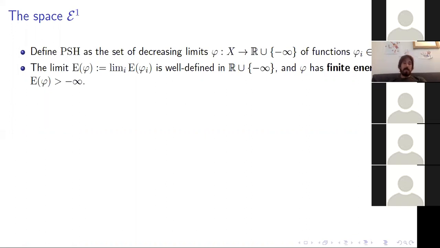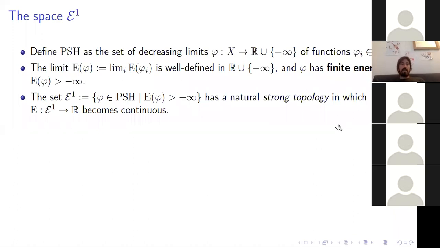And then the Monge-Ampère energy E can be extended to PSH functions in a simple way, just because it's a monotone increasing functional. Recall that the derivative of the Monge-Ampère energy E is given by the Monge-Ampère measure, MA of phi, which is a non-negative measure. And so non-negativity of the derivative implies that E of phi is non-decreasing, and therefore you will have limits along decreasing sequences like this, phi_i. So you can define the limit E of phi for any PSH function, except that it might be infinite. And you say that phi has finite energy if E of phi is finite. And you get in this way the space E1 of omega-PSH functions of finite energy.